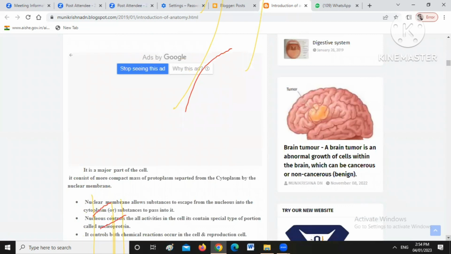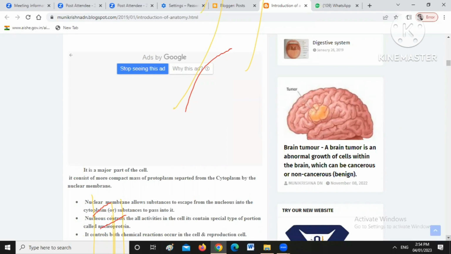So it contains cytoplasm. It helps the compact mass of protoplasm to be separated from the cytoplasm by the nuclear membrane. Nucleus is going to separate the cytoplasm and the protoplasm through the nuclear membrane, and the nuclear membrane allows substances to escape from the nucleus into the cytoplasm or substances to pass in.